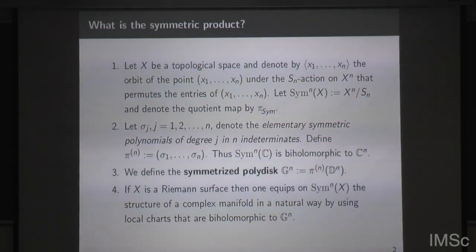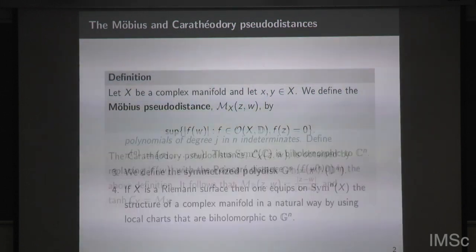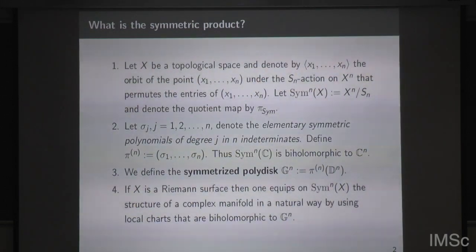So what is the domain? The domain is C^n only. The domain of pi n is C^n, not the symmetric product. So pi n is the image of C^n under pi n. Yes, that's all.